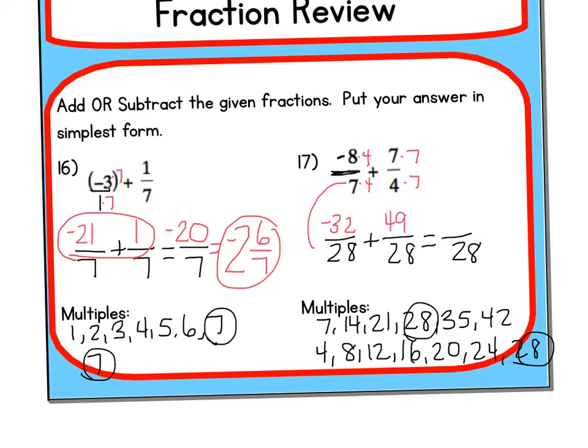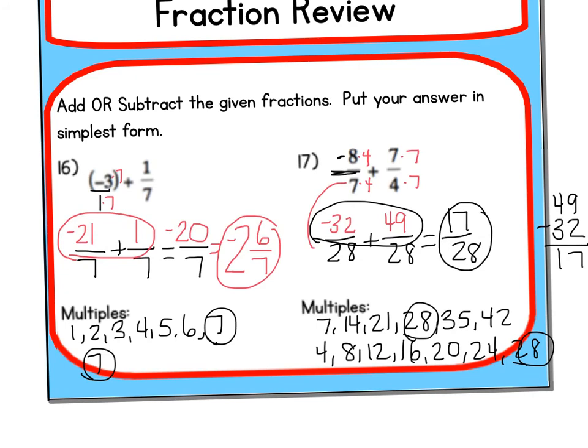Now the only difference between this one and the last problem is that we actually have addition of different signs. So one's positive, one's negative. So this time I have to subtract. 49 minus 32 is going to give me 17. There are more positives, so it stays positive. So I have 17 over 28 for my final answer.